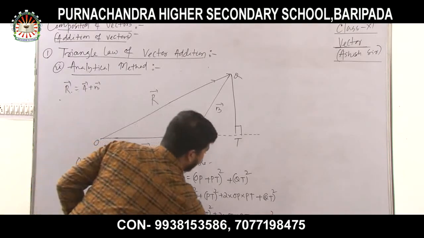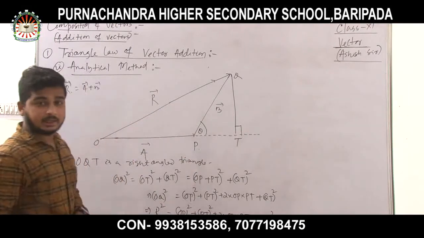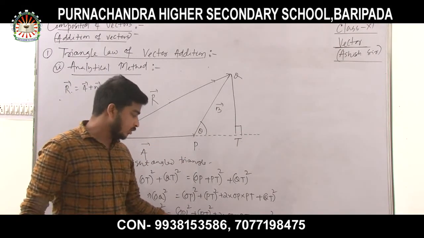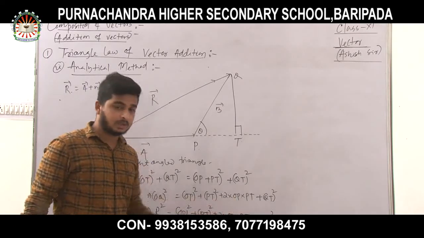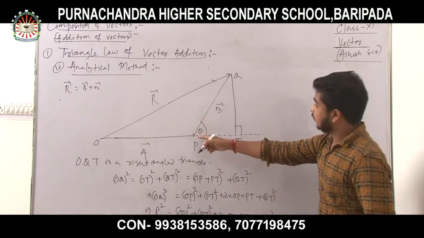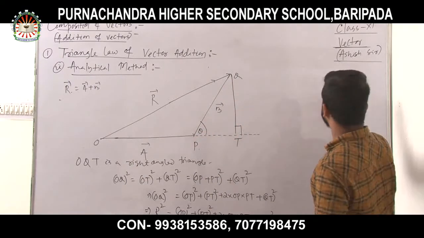So mark it equation 1. R square is equal to OP square plus PT square plus 2 into OP into PT plus QT square. Mark it equation 1. So now look at the triangle PQT.